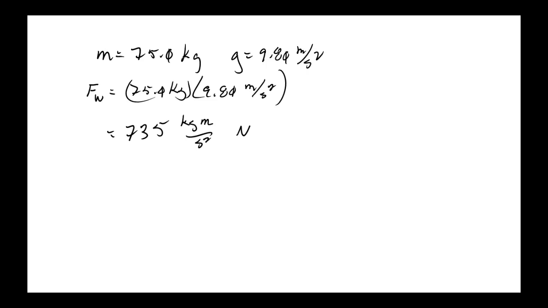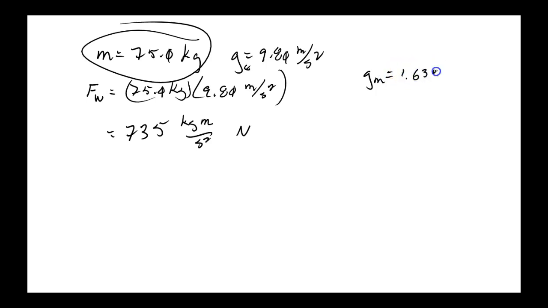Okay, example 3. Find the astronaut's weight on the moon. The mass is still the same, 75.0, so I don't have to write that down. Where g on the Earth, g on the moon is, in SI units, 1.63 meters per second squared. So what would her weight be on the moon? Same mass, 75.0 kilograms times 1.63 meters per second squared.